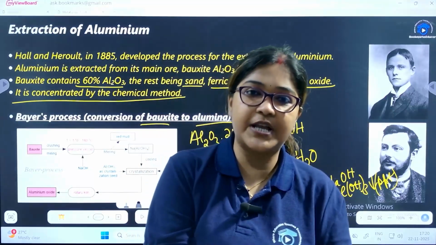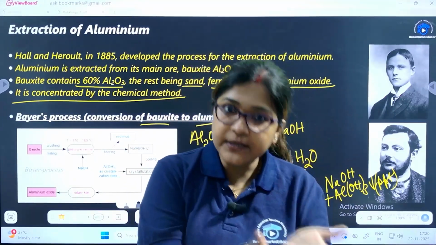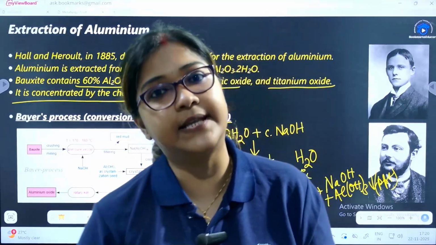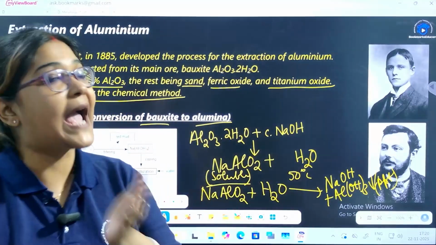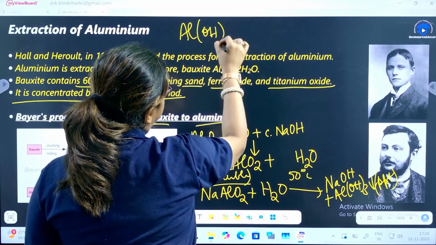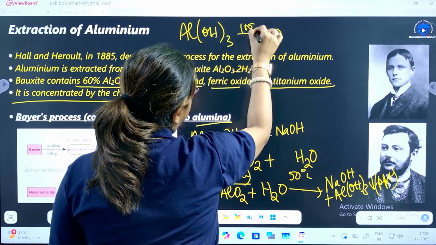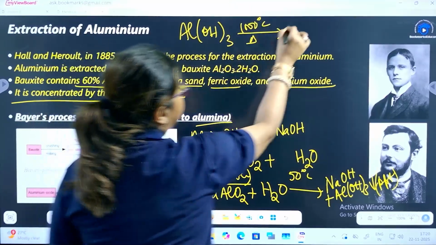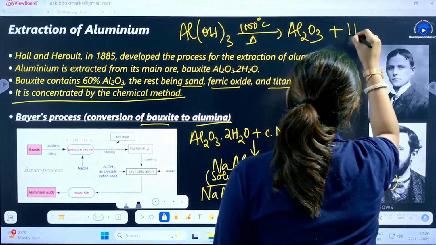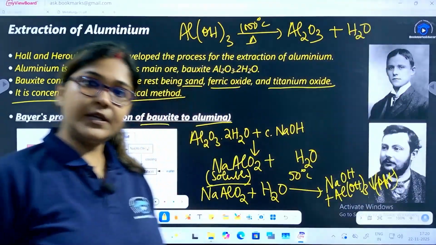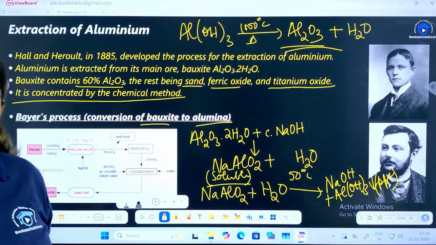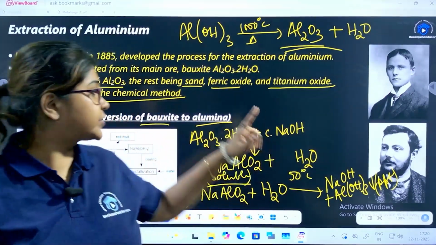So after filtration, the precipitate will be dried, washed, and ignited at 1000 degrees centigrade to obtain nothing but alumina. So aluminium hydroxide heated at 1000 degrees centigrade generates alumina and water. Okay, so this is how you obtain alumina. So the total process of the 3 steps.